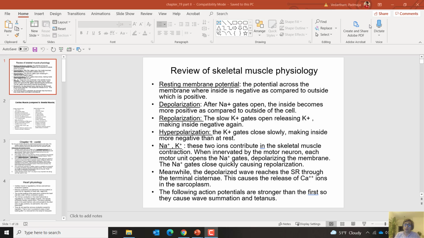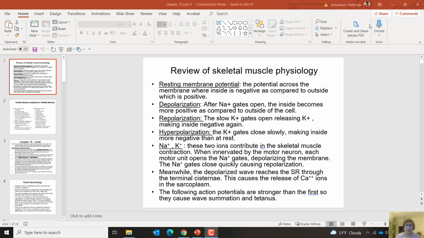And then we spoke about the axon terminal, which brings in the message. Once the neurotransmitter acetylcholine is released, it sits on the ligand gates and opens up the sodium channels. Once the sodium comes inside the skeletal muscle, it becomes more positive than the outside. That is called depolarization. While sodium moves in, potassium slowly goes out, making the inside negative again. That is called repolarization.